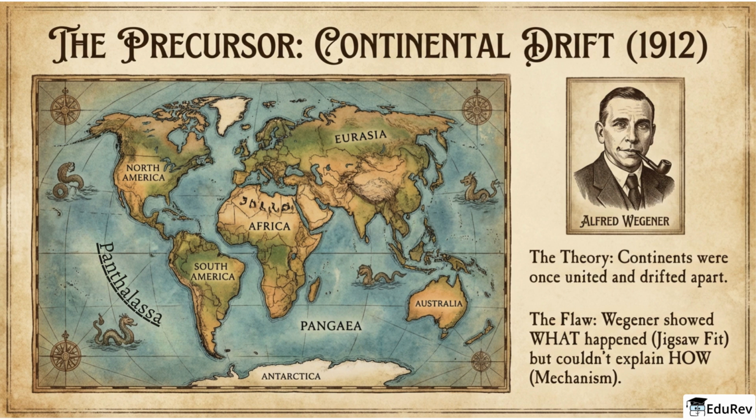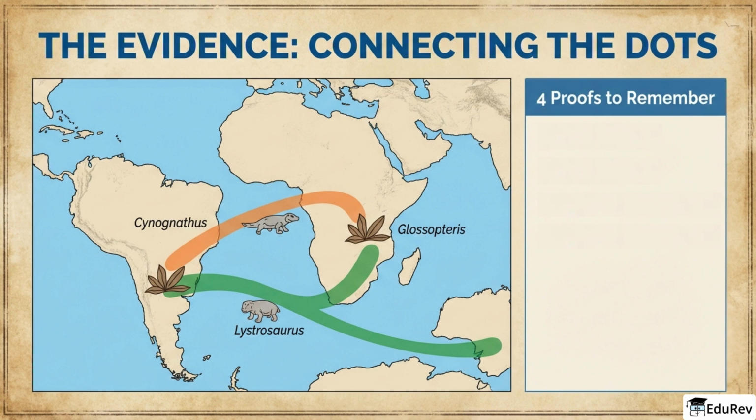The precursor was continental drift in 1912, associated with Alfred Wegener. The idea was simple. Continents were once united and then drifted apart. But the flaw was equally important. Wegener could show what happened using jigsaw fit, but he could not convincingly explain how it happened, meaning the mechanism was missing.